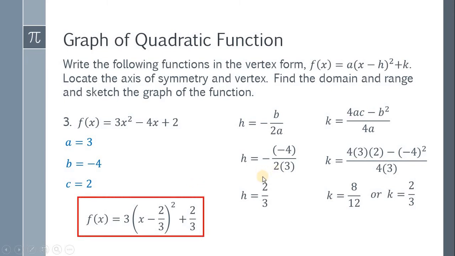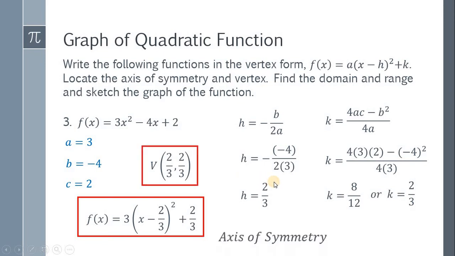The vertex, we can easily get because that is h, k. So, our h, k is 2 over 3 for h and 2 over 3 also for our k. So, the vertex, we're done. Next, our axis of symmetry. Our axis of symmetry is the x-coordinate of our vertex. So we have x is equal to 2 over 3. Or like what we did earlier, we just replace the h with x, and that's it.